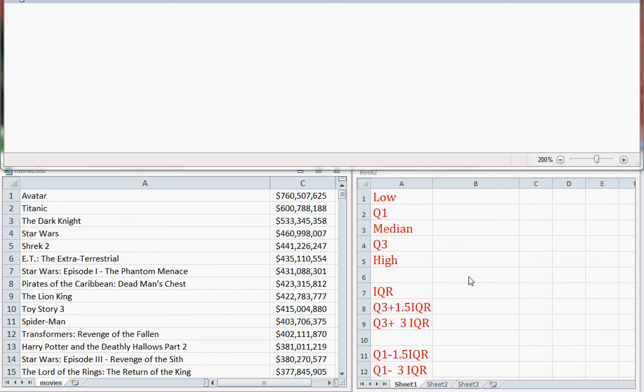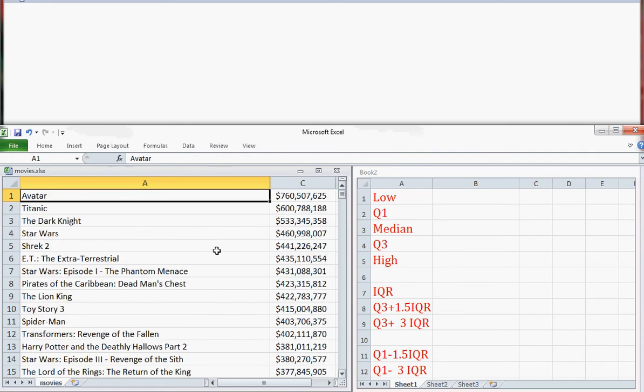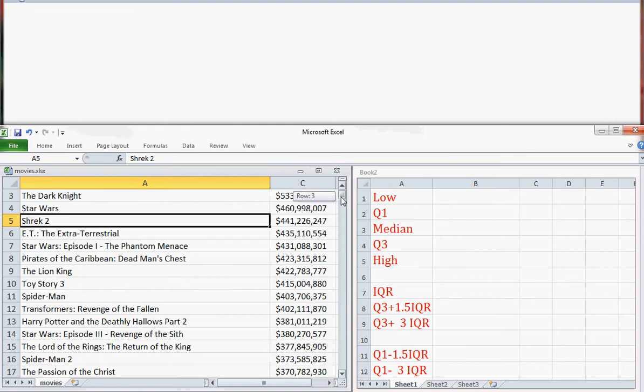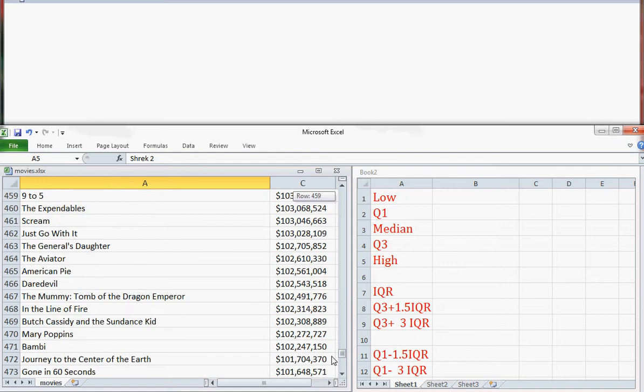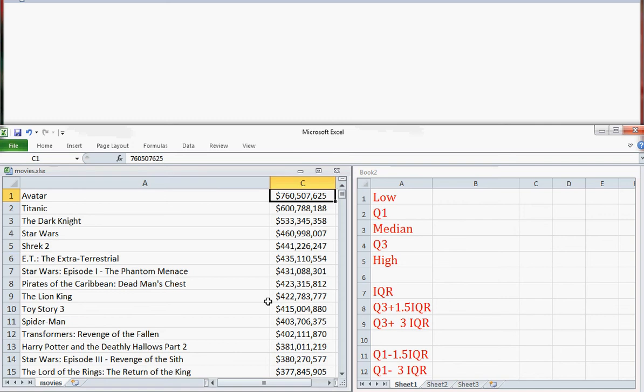In this video, we will discuss the construction of a box and whisker plot using the movie data that were discussed in class. This data comes from the website that you can see on the screen, boxofficemojo.com, and here are the numbers. All the movies that have made at least $100 million in the United States domestically. So here we have movies that went from Die Hard with a Vengeance at number 506 all the way up to Avatar at $760.5 million.